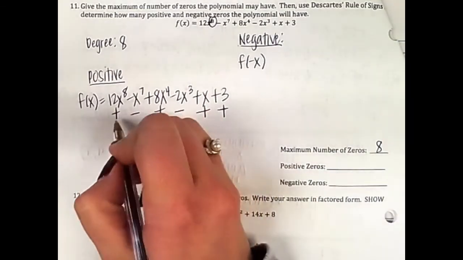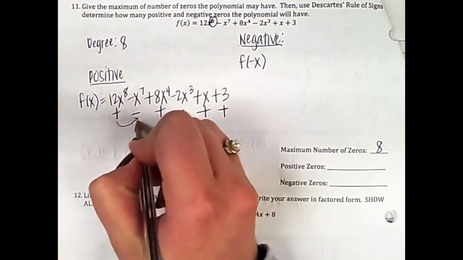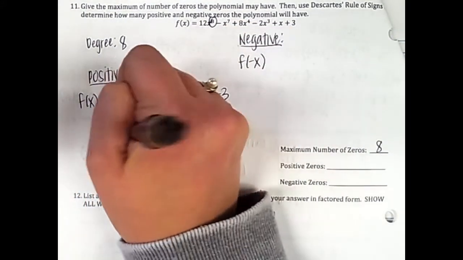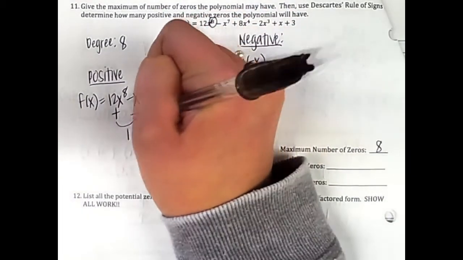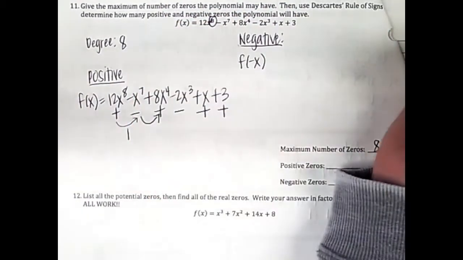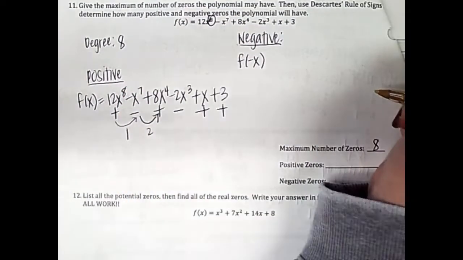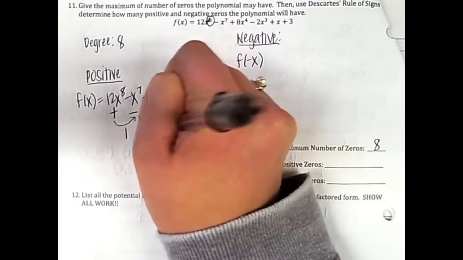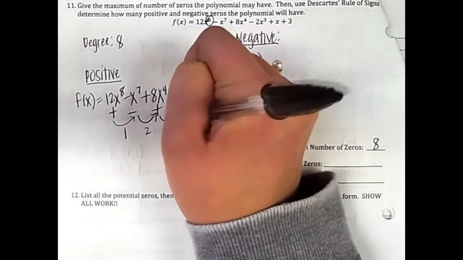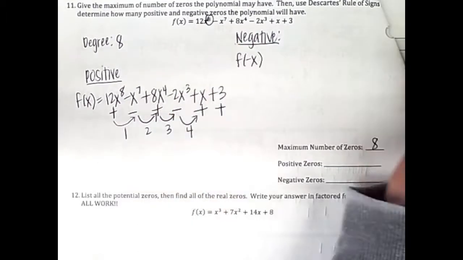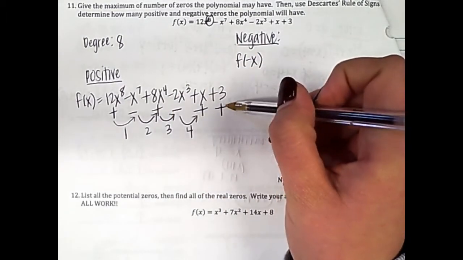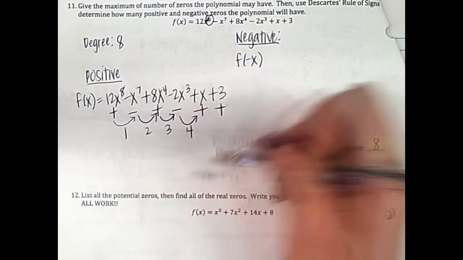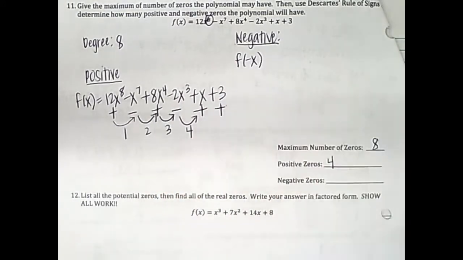From a positive to a negative, that's a variation. That's a change in sign. So that's 1. And then we go from a negative to a positive. Well, that's another change, so that's my second. And then a positive to a negative, that's my third. Negative to a positive, that's my fourth. And then positive to a positive, there's no change. So we have 4 positive zeros.